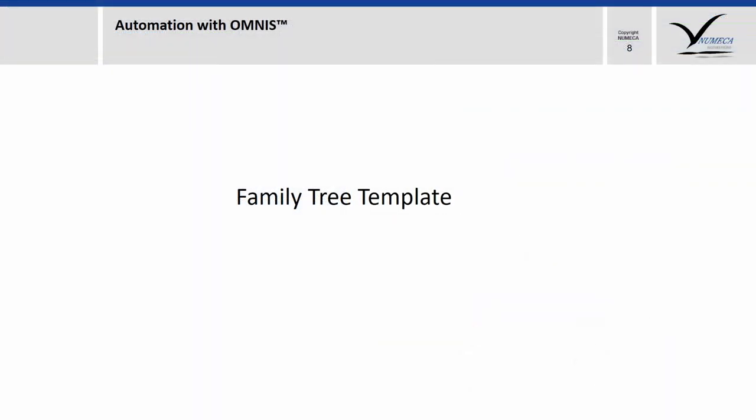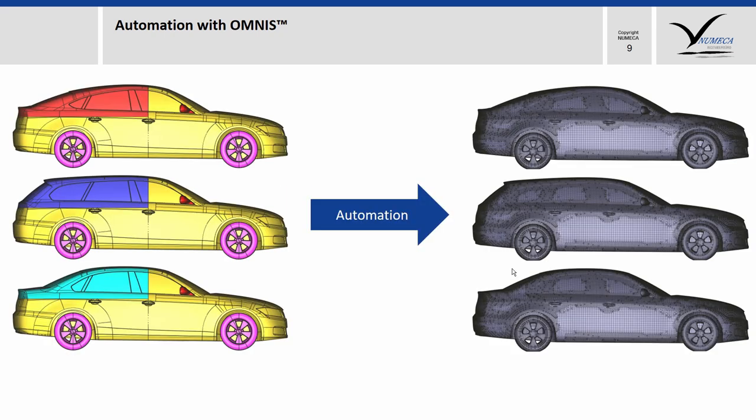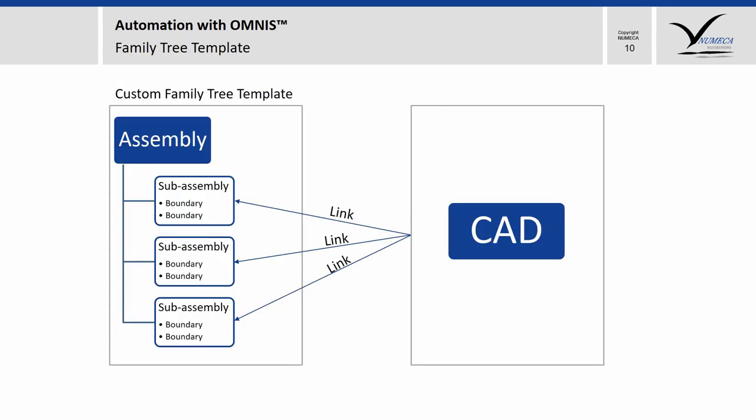Now let us move on to the last topic of this video, that is family tree template. Up to now, everything what I showed you was complete automation. That is right from importing your geometry up to mesh generation. But what if you just want to do part automation? That is to already have a predefined template and just relink your new CAD geometry or designs and start the mesh generation. Yes, it's possible, and to do that, simply first save a custom family tree template and then import or relink your CAD geometry to the respective family tree assembly or boundary.